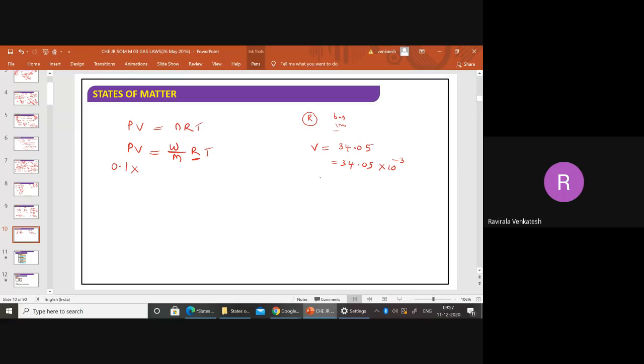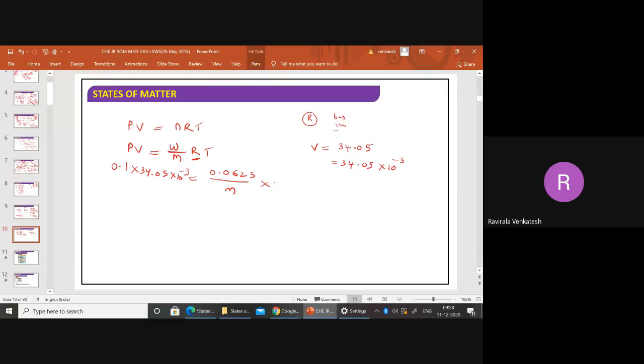Look beta, how much will the volume be? 34.05 into 10 to the power of minus 3. Substitute here. Now weight, how much have they given, beta? 0.0625. Molar mass we need to calculate.